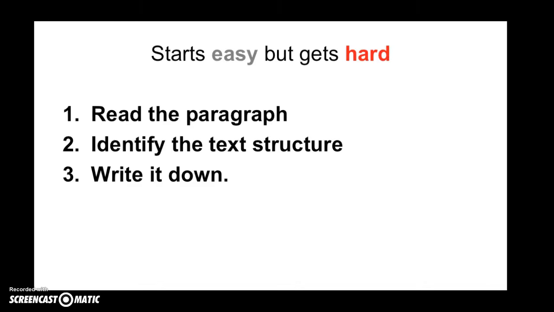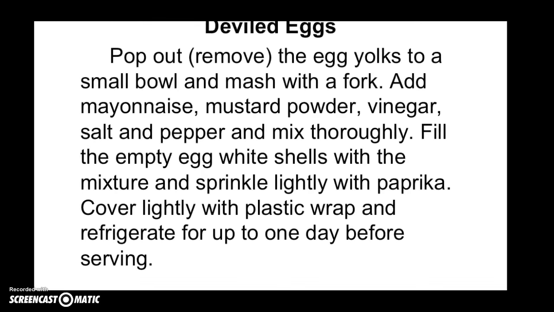So read the paragraph, identify the text structure, and write it down. 1. Deviled eggs. Pop out. Remove the egg yolks to a small bowl and mash with a fork. Add mayonnaise, mustard powder, vinegar, salt and pepper, and mix thoroughly. Fill the empty egg white shells with the mixture and sprinkle lightly with paprika. Cover lightly with plastic wrap and refrigerate for up to 1 day before serving.